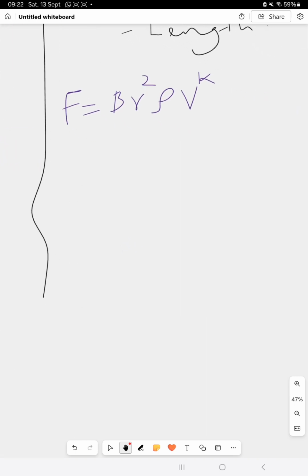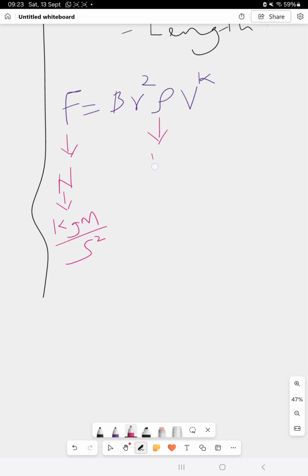V is the speed. So the base unit of force is Newton, which is actually the same as kilogram meter per second squared. The one for density is kilogram per meter cubed, and the one for V is meter per second.